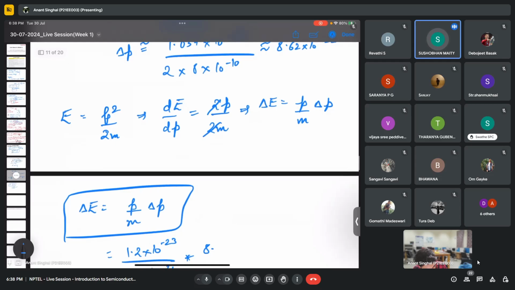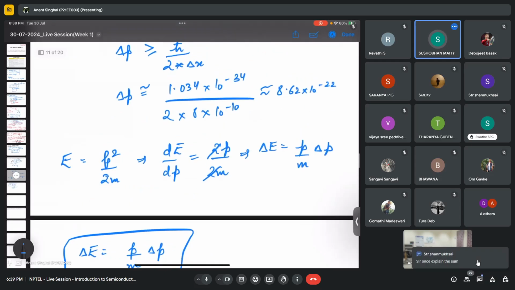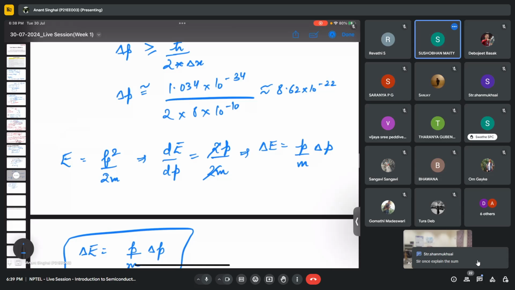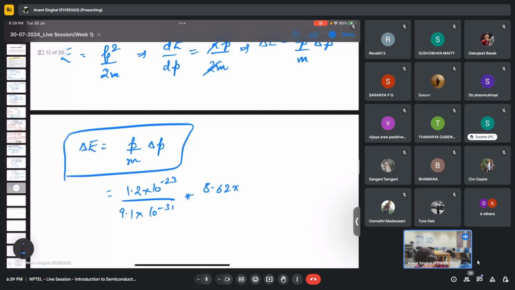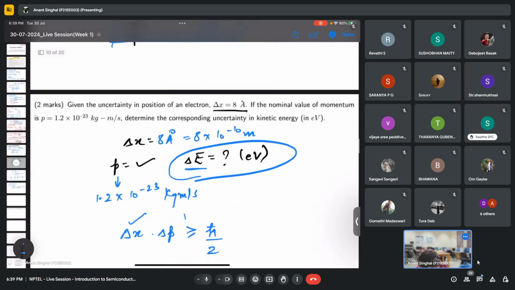Sir, it would be 10 to the power minus 26. I just made a mistake. Okay, so this is 26. Yes, sir. Okay, so it is 8.62 × 10^-26. So this will come out in joules. So what I'm doing is dividing it by the charge to convert it into electron volts. This is because the question has asked for the uncertainty in electron volts.